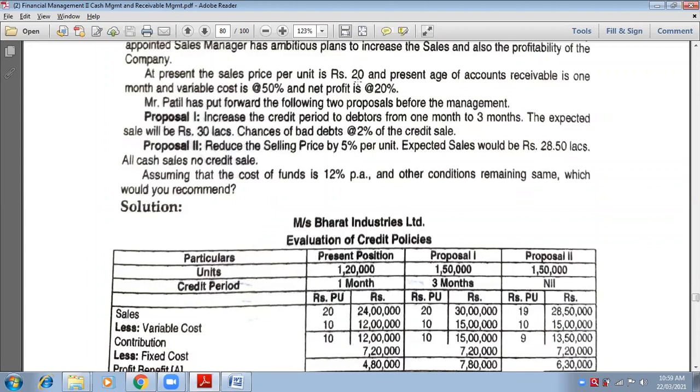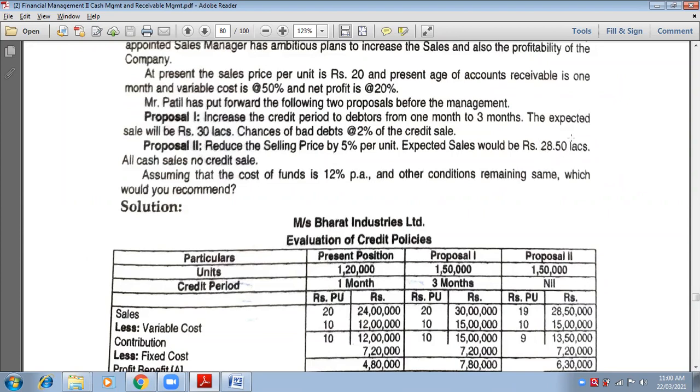20 minus 5 percentage is how much? First, you have to decrease the selling price by 5 percentage. So 20 minus 5 percentage is how much? Ma'am, 19. 19. Therefore, what you will do now?